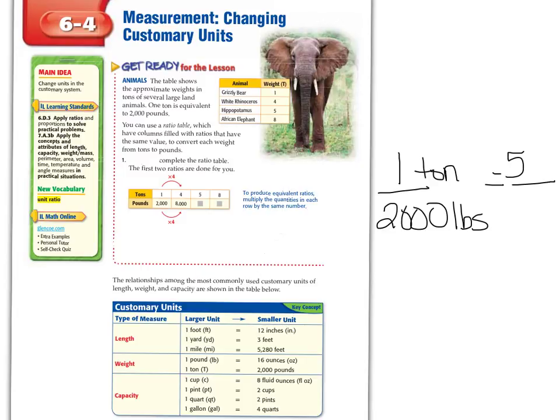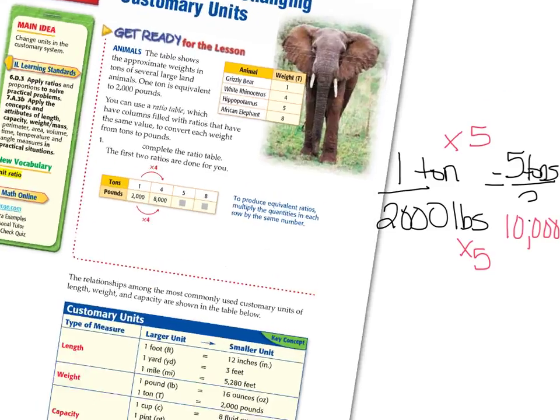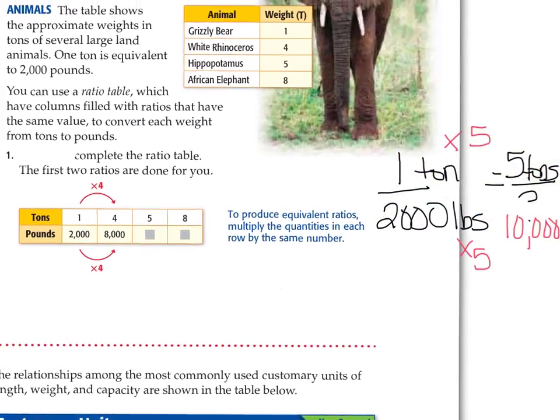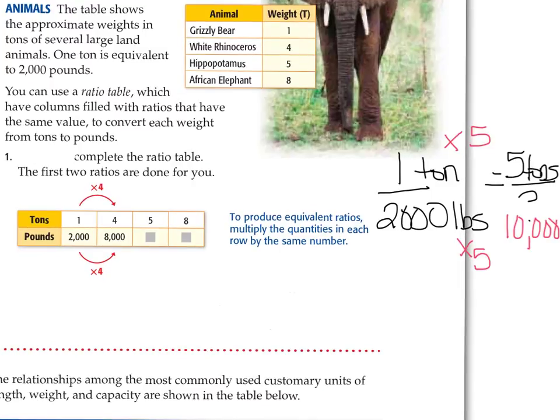We know 5 tons. That was already told to us in the table. This is what we don't know. We have a question mark here. We're not sure. So we can do equivalent ratios or even like percent proportion here to try to figure this out. We can do our cross products, or we can simply just do equivalent ratios. 1 times 5 equals 5, obviously. 2,000 times 5 is 10,000. So this should equal 10,000.